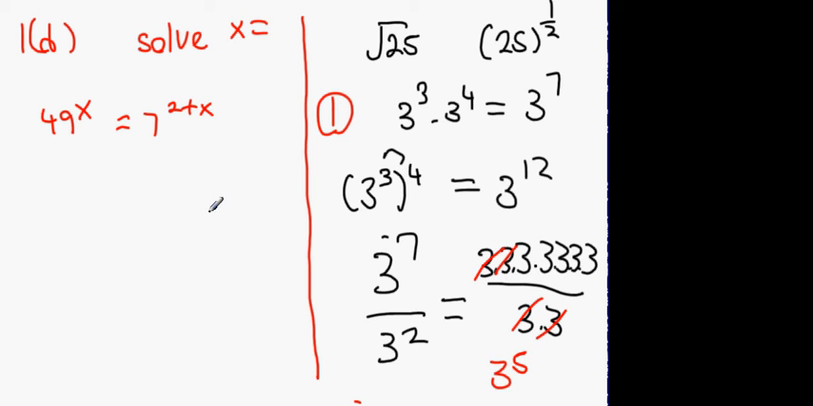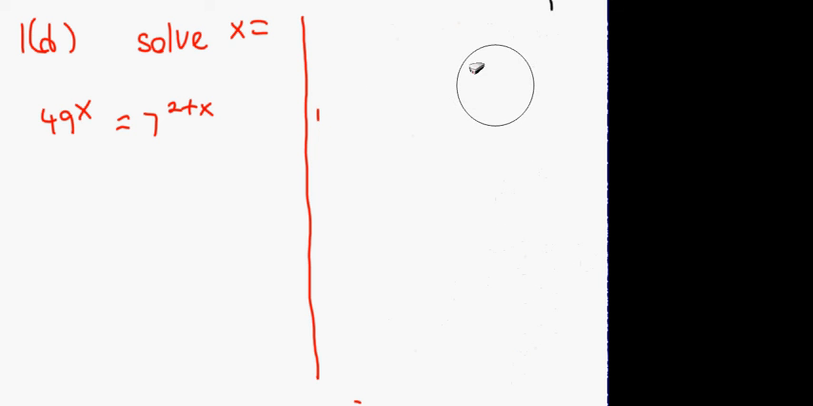Now, to do this, okay, what they're always going to do is they're going to give you numbers like this. They'll give you numbers like, I'm trying to think now.